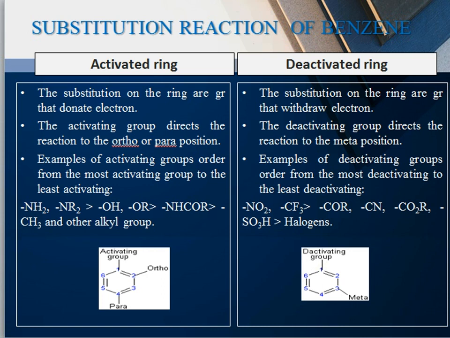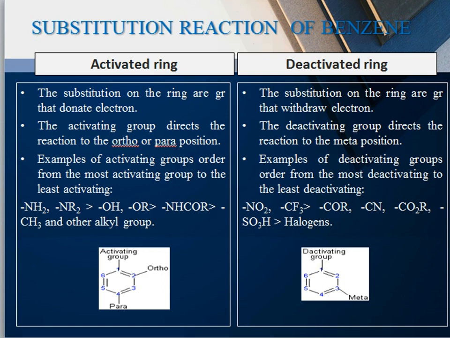The second one is deactivating groups. These deactivate the aromatic ring; they direct to the meta position and withdraw electrons from the ring. Here the most deactivating group is NO2 and the least one is a halogen, and the others are CF3, COR, CN, SO3H.